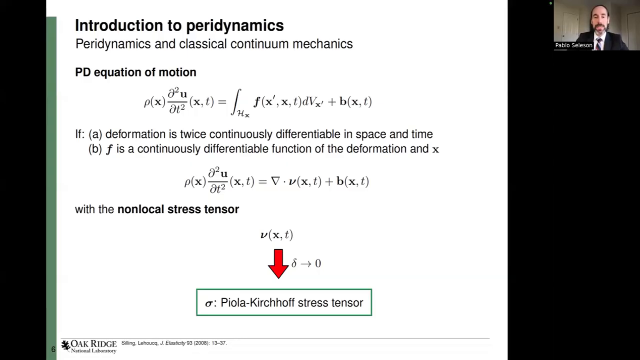So without any further assumption, you can express the equation of motion in this form, which we see here, the divergence of a stress tensor, which is a non-local stress tensor. However, now if we take an additional step and take the non-locality to the limit where delta goes to 0, we recover a Piola-Kirchhoff stress tensor, which is a fundamental quantity in the classical theory of continuum mechanics. So we show here that Peridynamics under differentiability assumptions, in the limit of vanishing non-locality, recovers the classical theory.